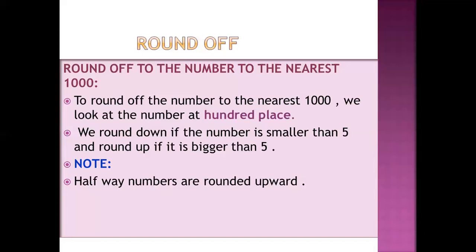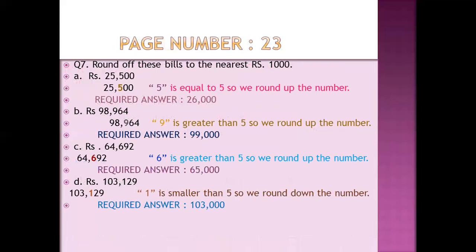Question number 7 on page 23. Question number 7 is about rounding off these bills to the nearest rupees 1000. In this question, we round off the number to the nearest 1000.